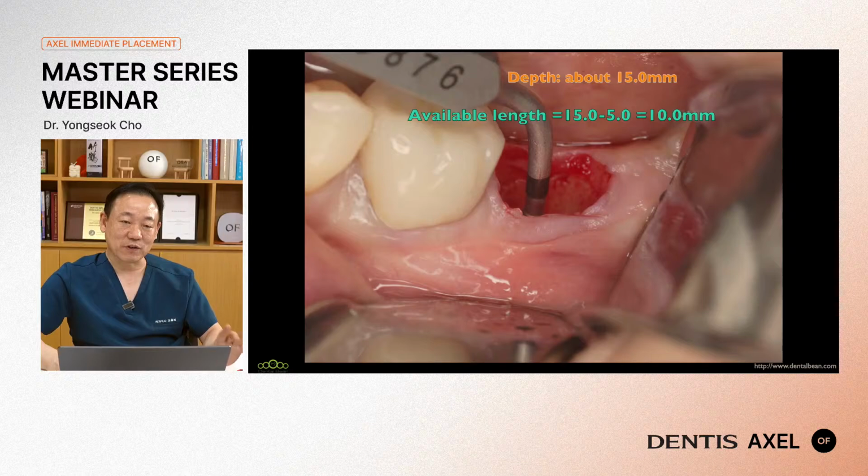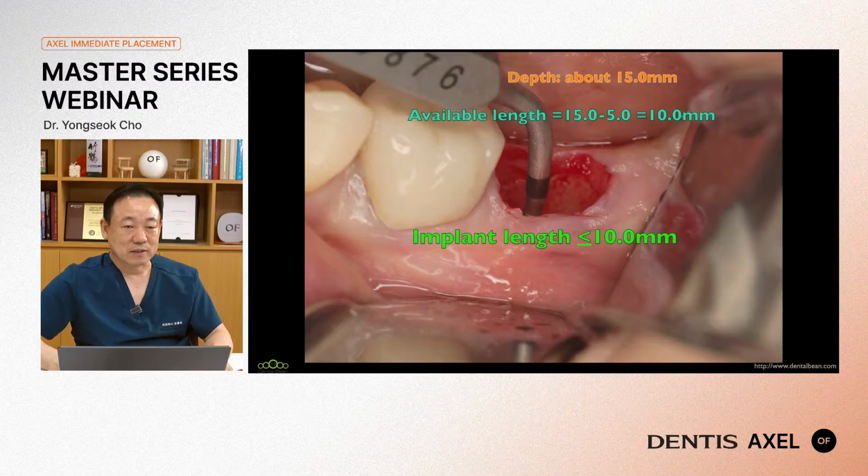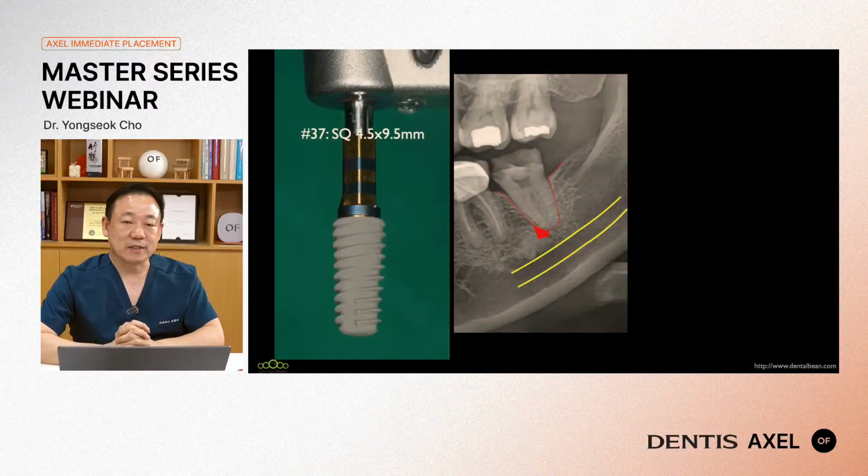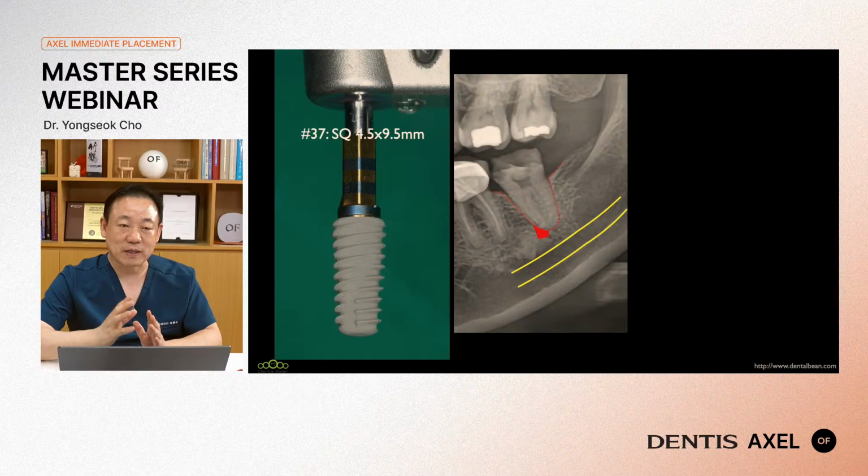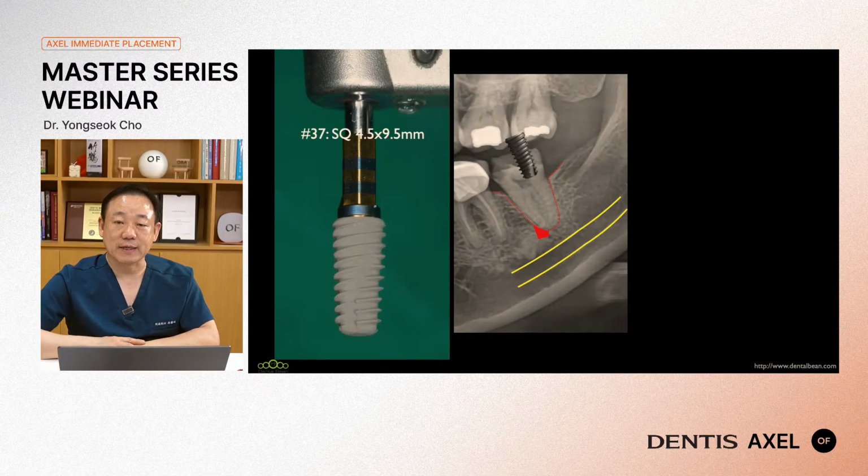So with 10 millimeters available length, you must choose an implant of 10 or less than 10 millimeter. The shorter is better. Don't place longer than this. Here I selected the SQ, the Dentis older version, SQ implant 4.5 by 9.5 millimeter. I tried to place the implant here.